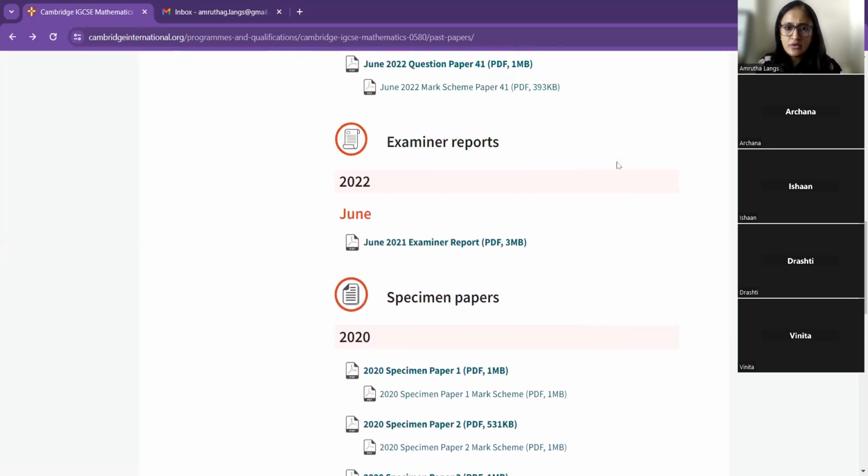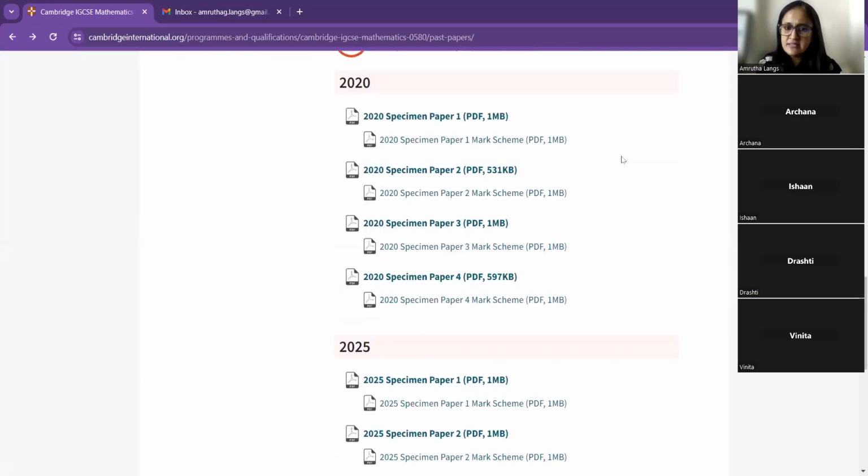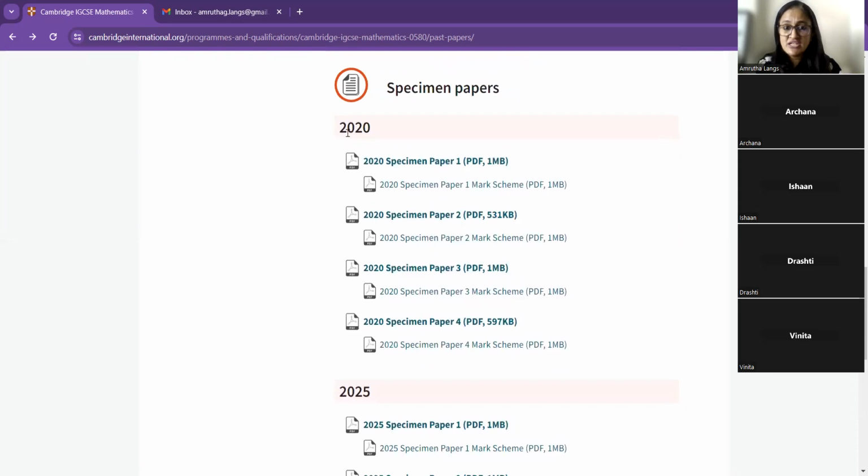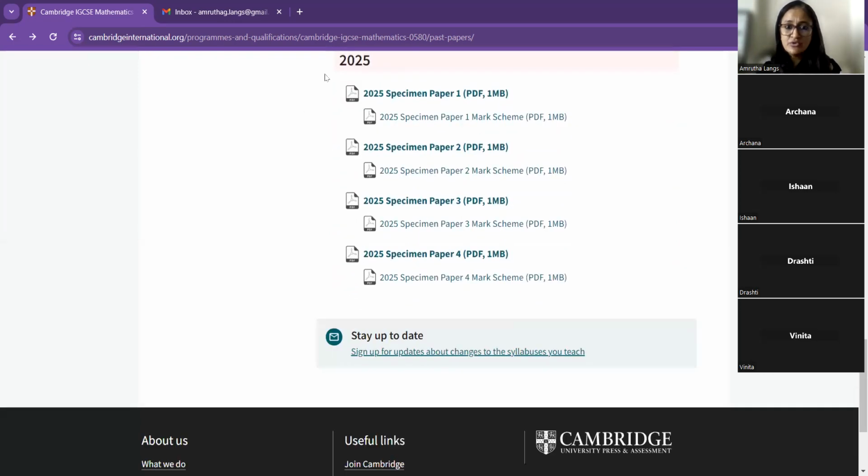You go here on this syllabus part, and again the same way you will get to see the specimen papers. Specimen papers for the syllabus that they have changed, right? I mentioned to you from 2025. So they have given even the specimen paper. What is the change that they're bringing in their question paper? That also they give. And they also give the mark scheme.